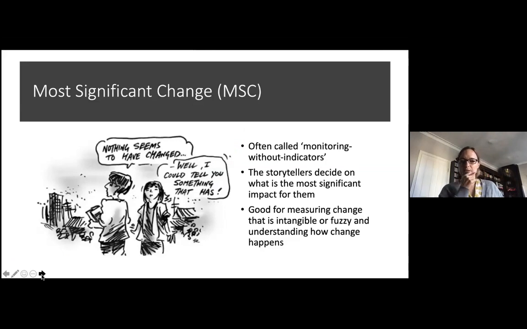And the last technique I wanted to talk about is most significant change. This is used in international development circles and has been used in those circles for quite some time. And the idea is, because it's often called monitoring without indicators, that you don't employ quantitative indicators that you've already developed in advance.